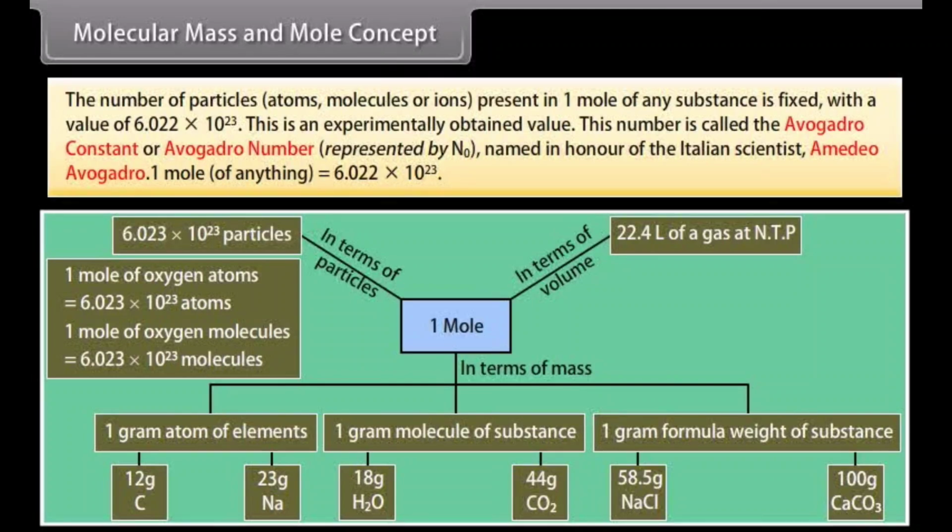This is an experimentally obtained value. This number is called the Avogadro constant or Avogadro number, represented by N0, named in honor of the Italian scientist Amedeo Avogadro. 1 mole of anything is equal to 6.022 times 10 raised to the power 23.